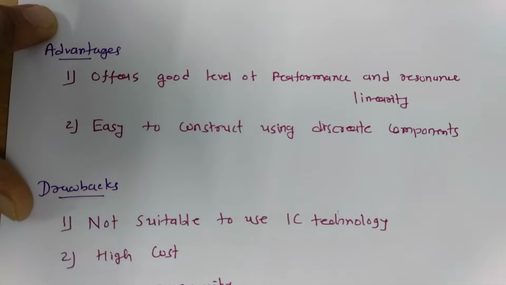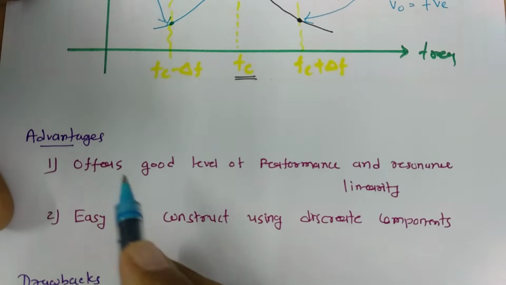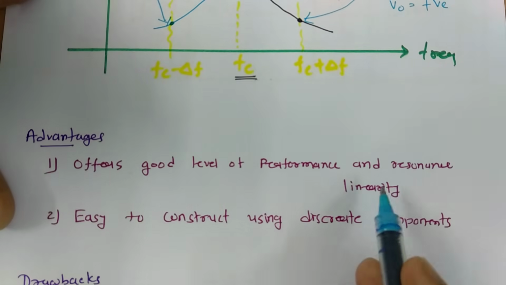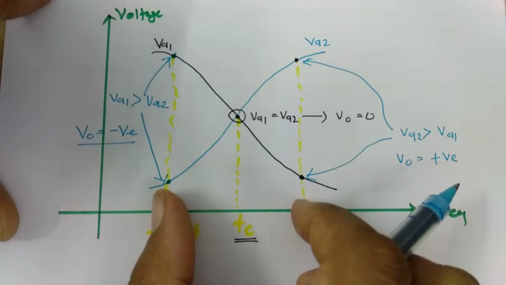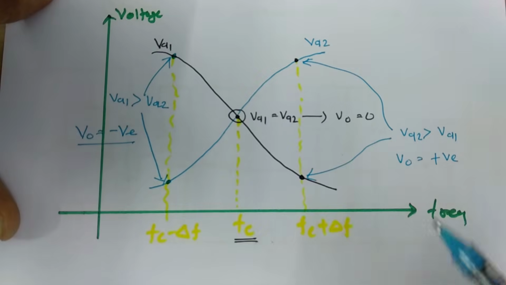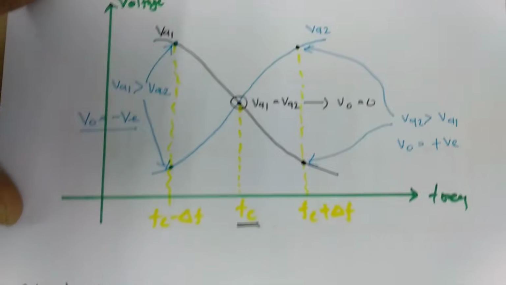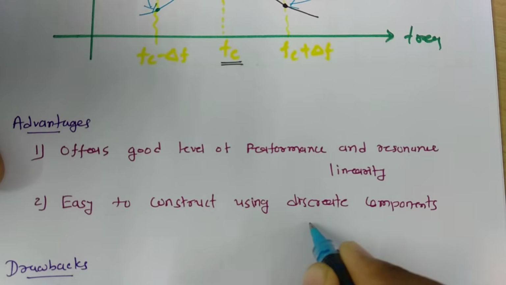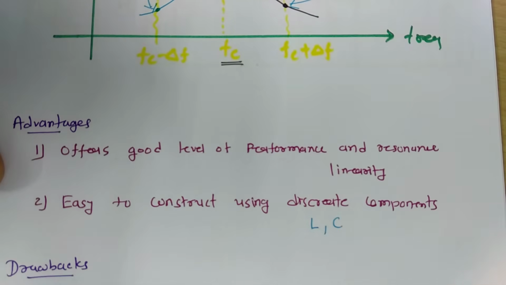Now let us focus on some advantages and disadvantages. The first advantage is it offers a good level of performance and resonance linearity. In this zone, it is the useful zone of frequency where it offers very good linearity, and that linearity can be utilized to extract the modulating signal. Second, it is easy to construct with discrete components. Here by using an inductor and capacitor we construct this circuit, so we can easily construct it using these discrete components.